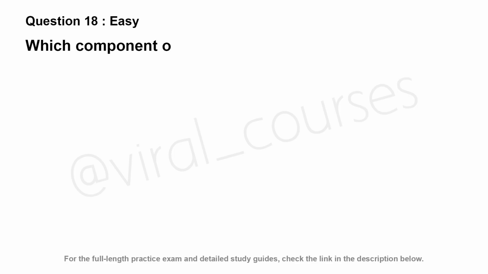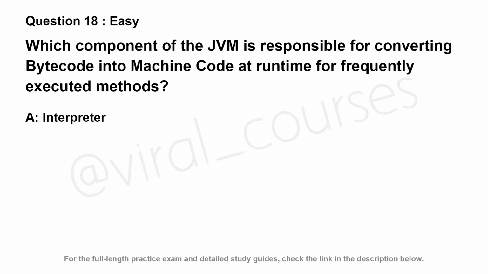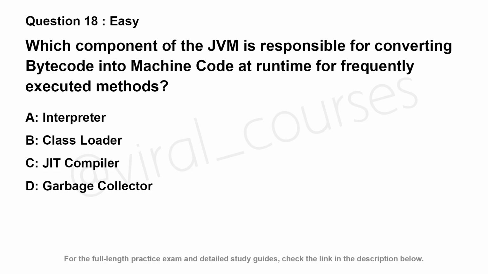Which component of the JVM is responsible for converting bytecode into machine code at runtime for frequently executed methods? Option A, interpreter. Option B, class loader. Option C, JIT compiler. Option D, garbage collector.